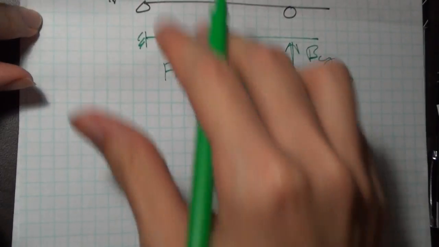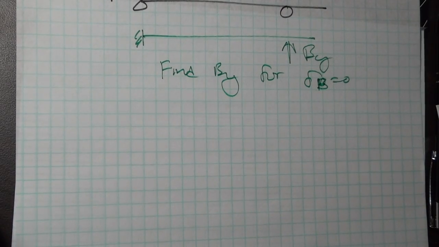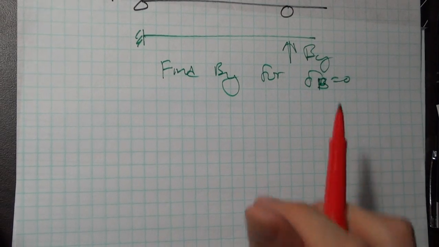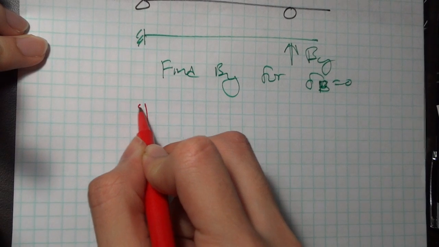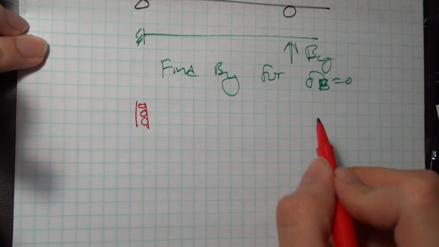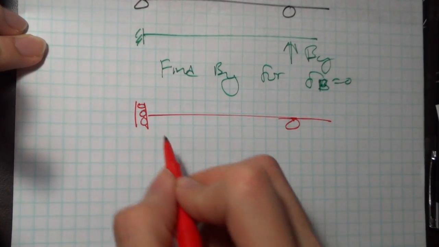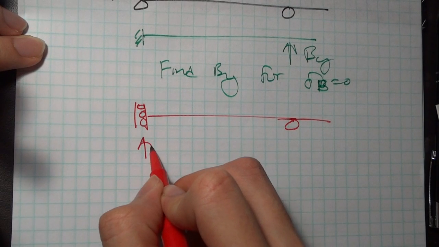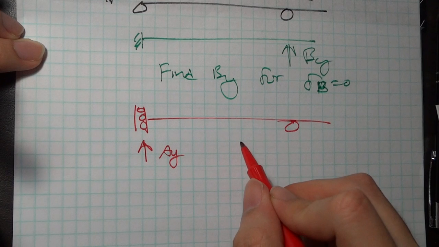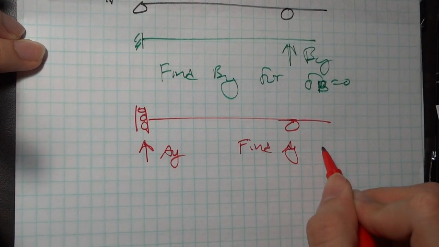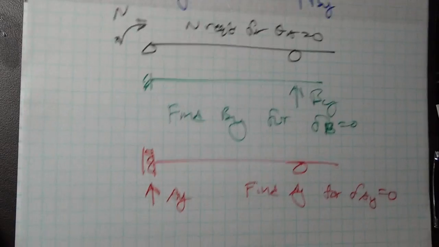I could do is I could convert A into a slider, right? One of the things I could do, this one I think would probably be the most tricky, but you could imagine a scenario where, for example, this was a slider like this, and you just had some force here, AY, and you're going to find AY for delta AY equals 0. So I can do any one of these three.